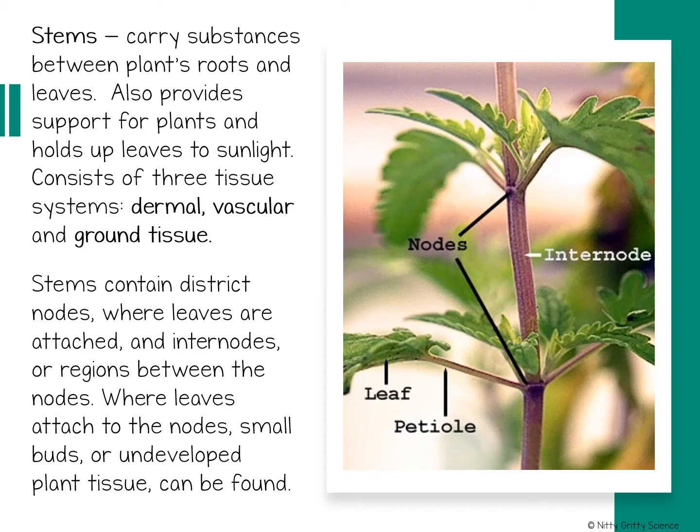Now, if you look at stems, they include nodes, and nodes are the point on the stem at which leaves are attached. An internode is the portion of the stem between these nodes. If you look at the angle that's formed by a leaf and the main stem, you can generally find buds there, and these buds are underdeveloped plant tissue that will eventually grow into more plant branches. There is also a terminal bud, which is found at the tip of a stem.